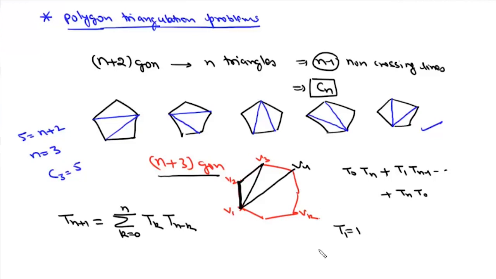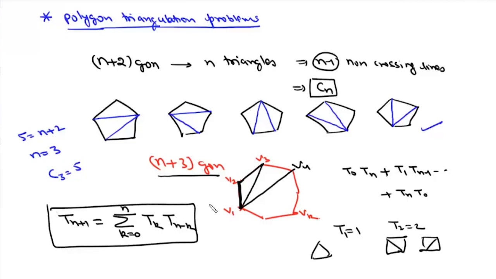Now t1 is 1, t2 is 2. So basically this is the recursive Catalan sequence. So the number of ways of triangulating this n plus 2 polygon will be simply Cn using this recursive relation. Now we also use this recursive relation of Catalan numbers for rooted binary tree problems.